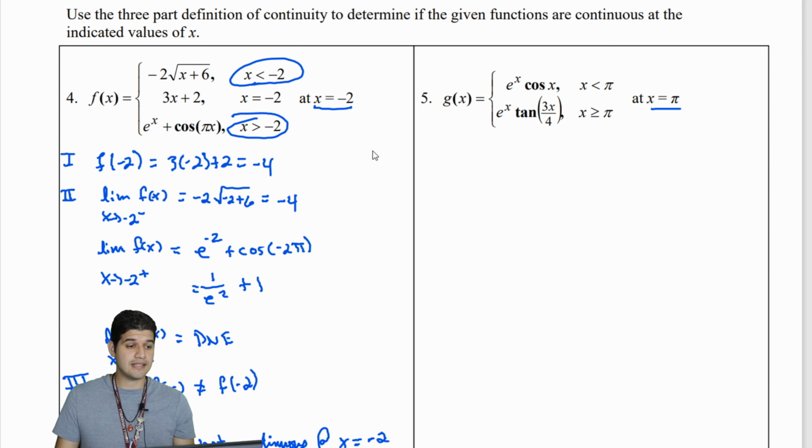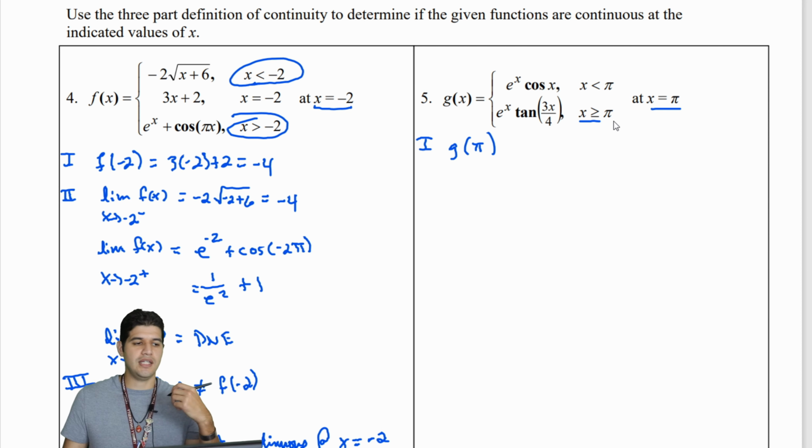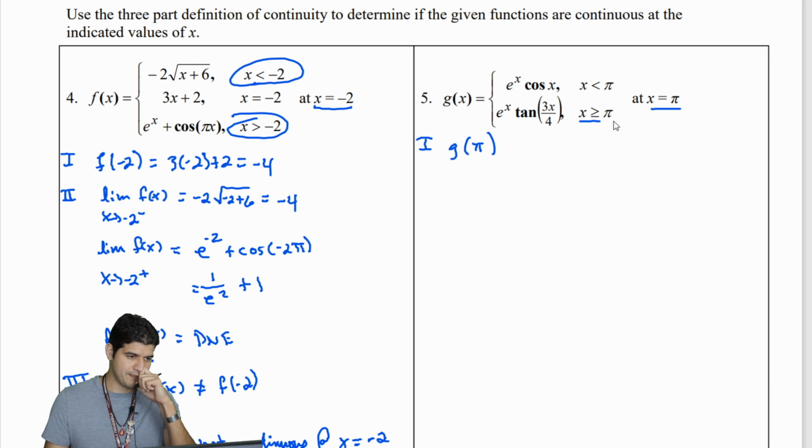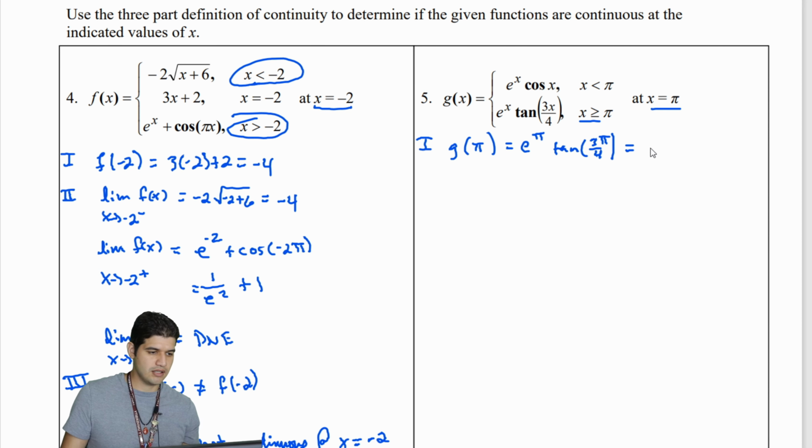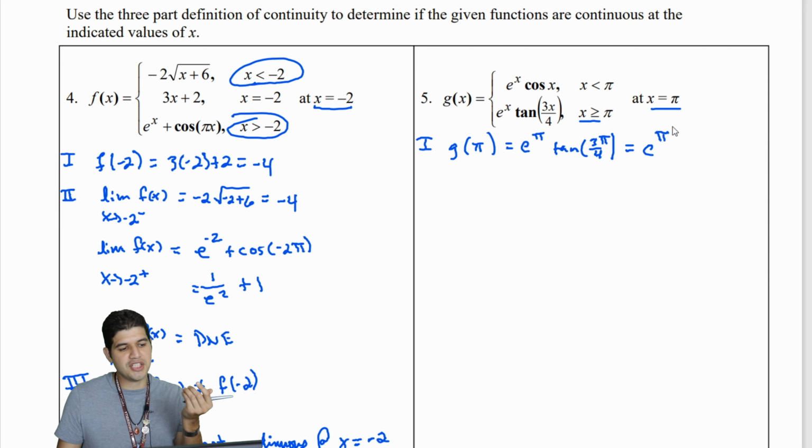So now we're going to look at this the same way. And the first part of our definition says, what is g of pi? So I'm going to use our second equation because that's where the inequality says we're equal to pi. And so I'm going to write out e to the pi times tangent of 3 pi over 4. And what is that going to get us? Well, e to the pi, and tangent of 3 pi over 4.